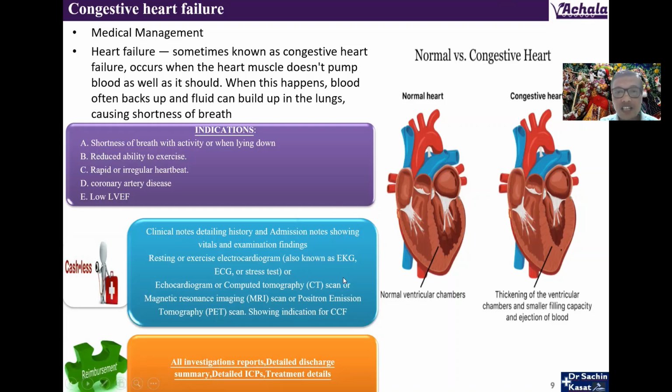In these cases, in cashless, when you are taking an adjudication decision, you will be looking for clinical notes with HOPI, vital examination findings, ECGs, 2D echo, if possible, maybe a CT or an MRI or a PET scan. So that will give a definitive indication of CCF. At the claims level, besides what you have asked for at the claims level, you will also be asking for your other reports.